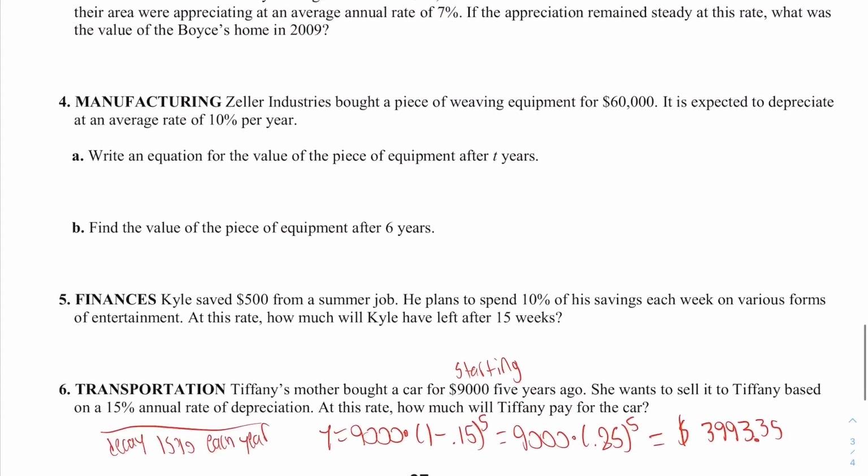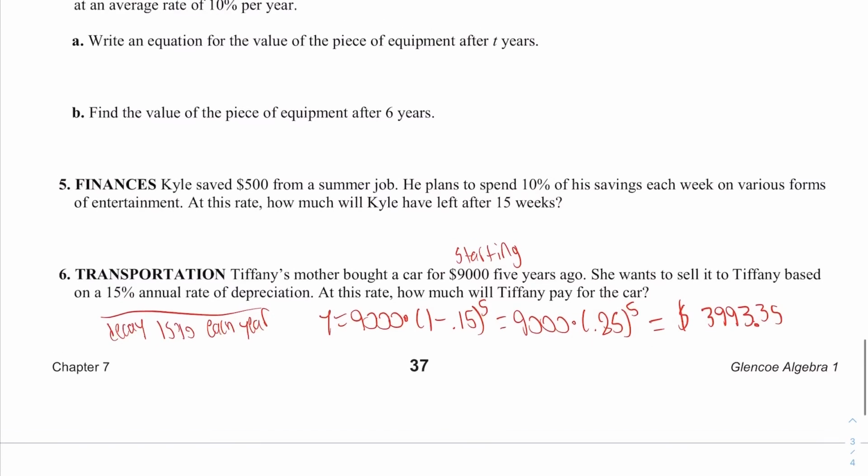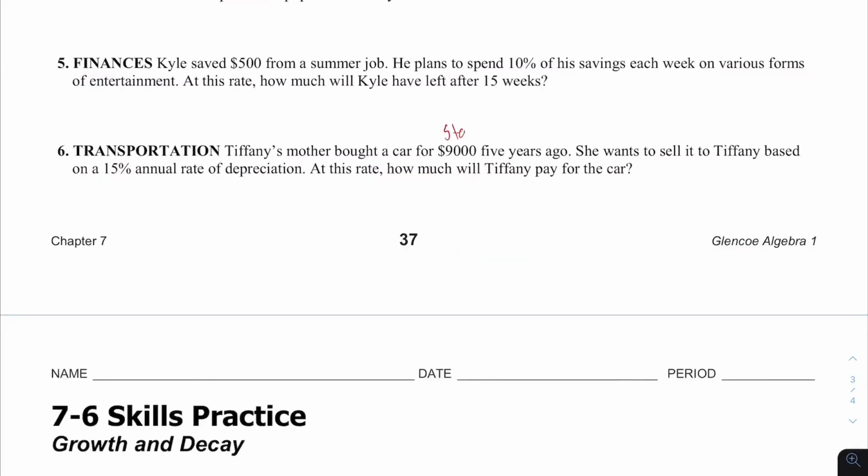And then we can do one last example. Here, starting with 15% depreciation, so that means we're going to lose, this is decay, decay 15% each year. How much will they pay for the car?